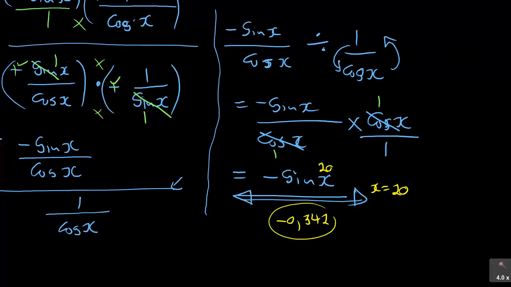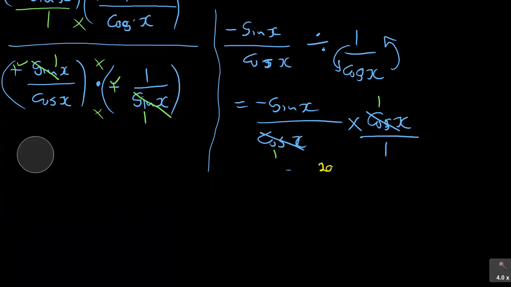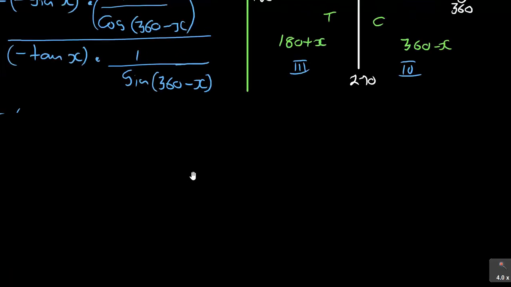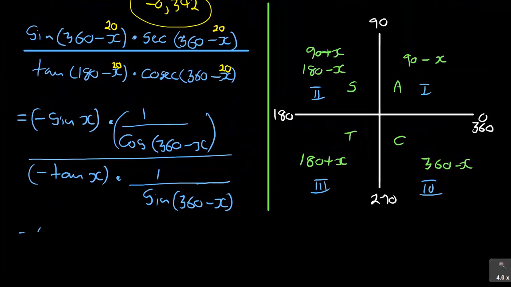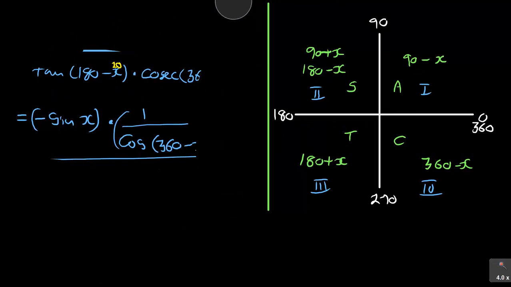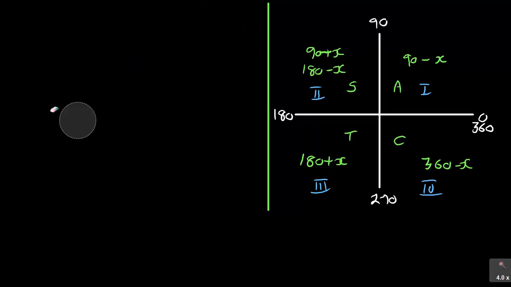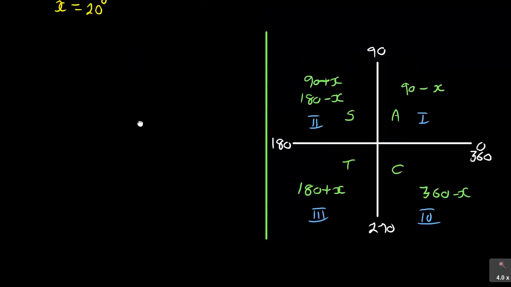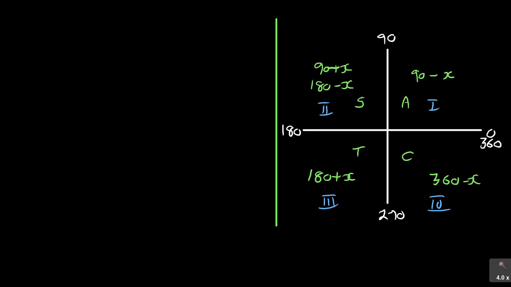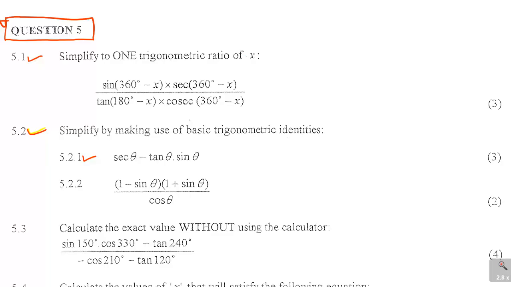So I need to clear my space here. I want to clear this because I want to continue with my cast diagram. As I said, it is very important for you to keep maintaining your cast diagram because it helps you to simplify such things. So now let me look at this question. It says sec theta minus tan theta sine theta.